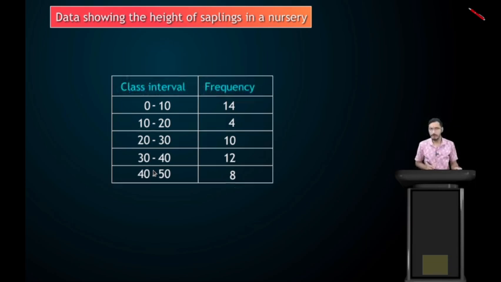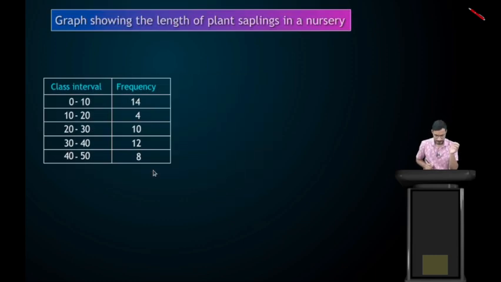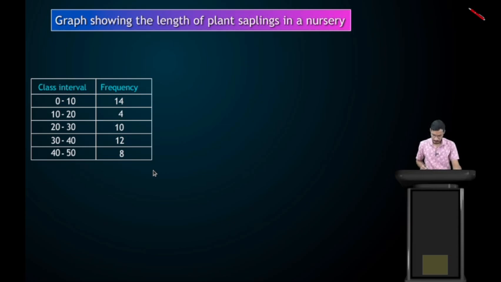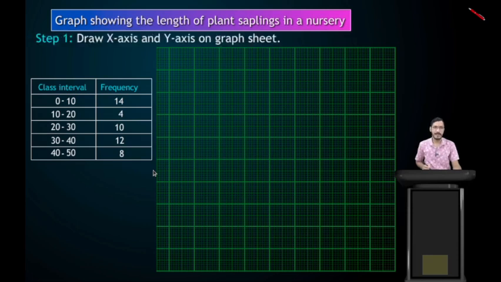So the groups 0 to 10, 10 to 20, 20 to 30 are the class intervals. And here the number of plants is the frequency. This is a graph showing the length of plant seedlings in a nursery. Here you can see the class interval and frequency. So how can we draw a graph here?